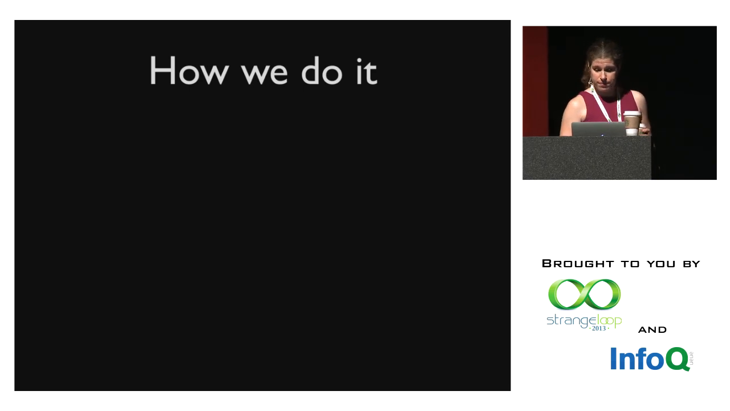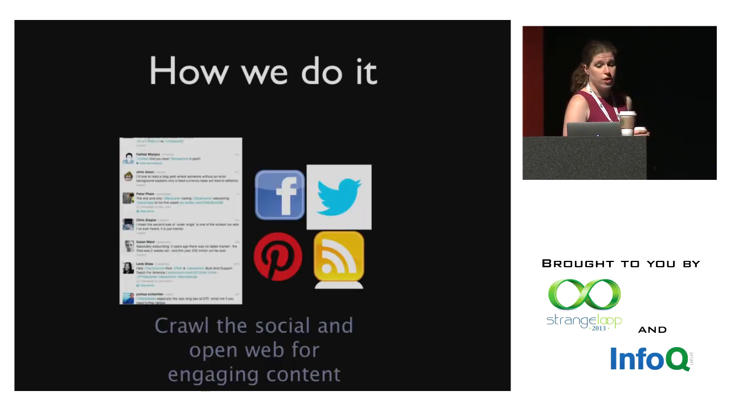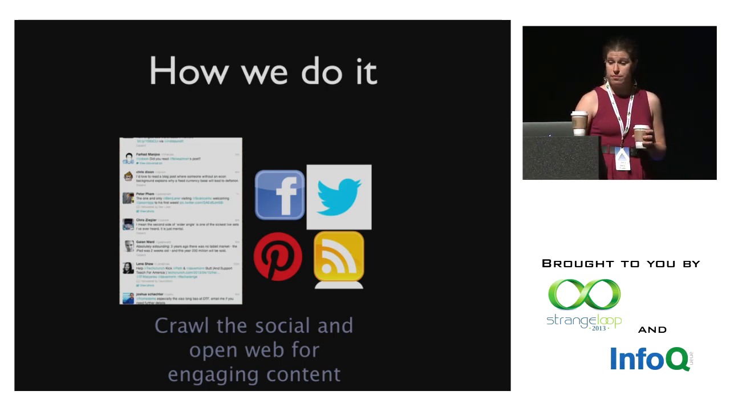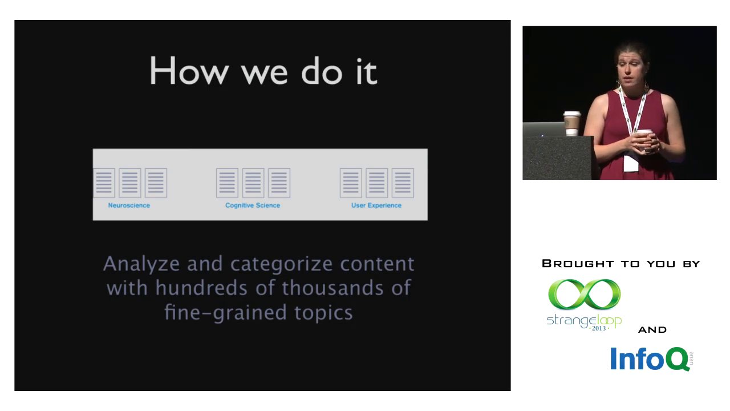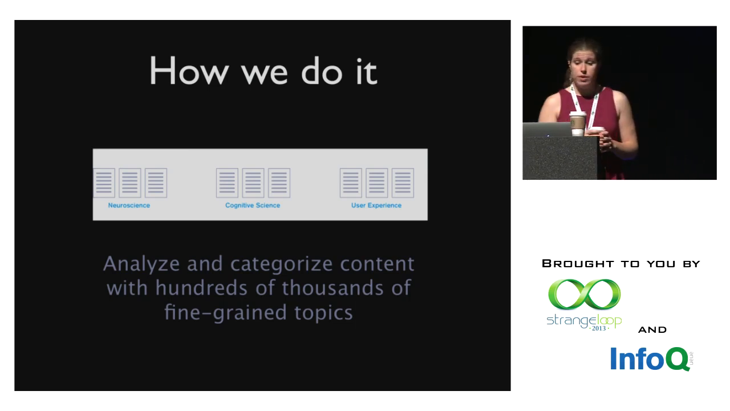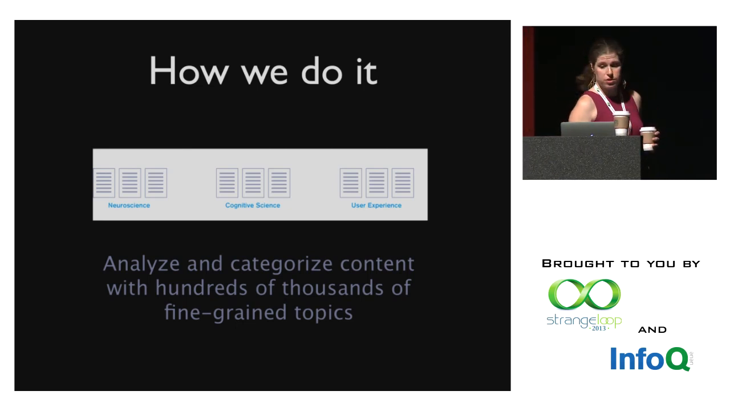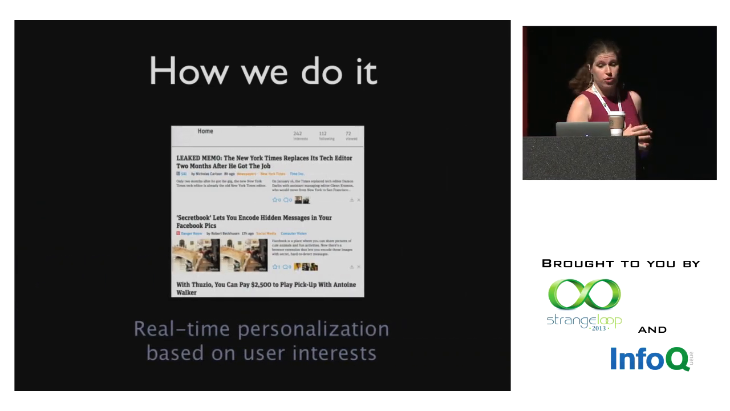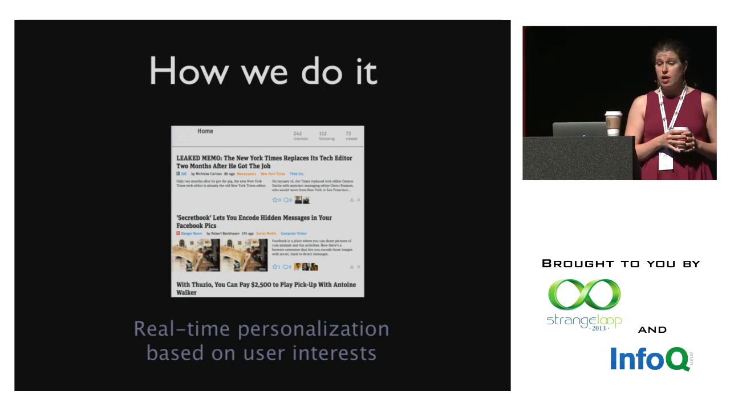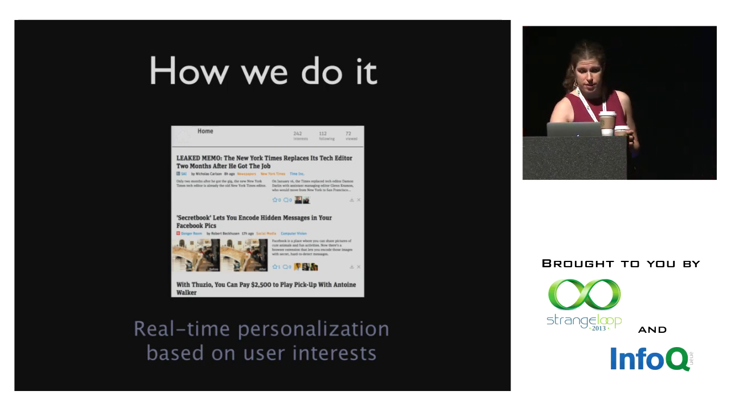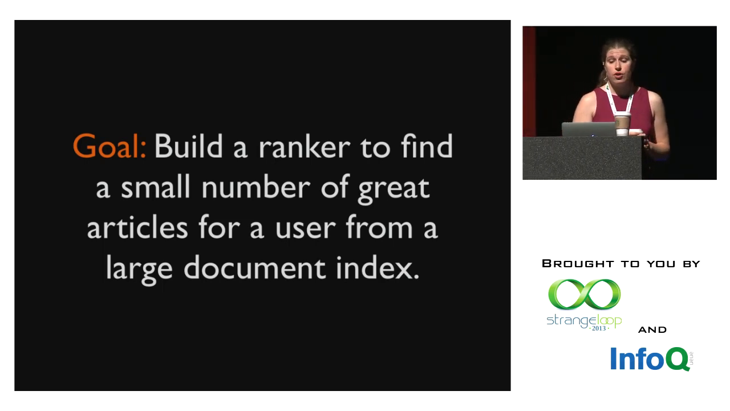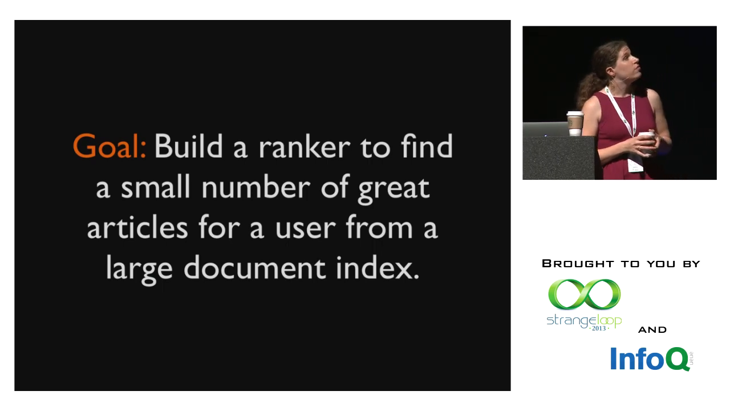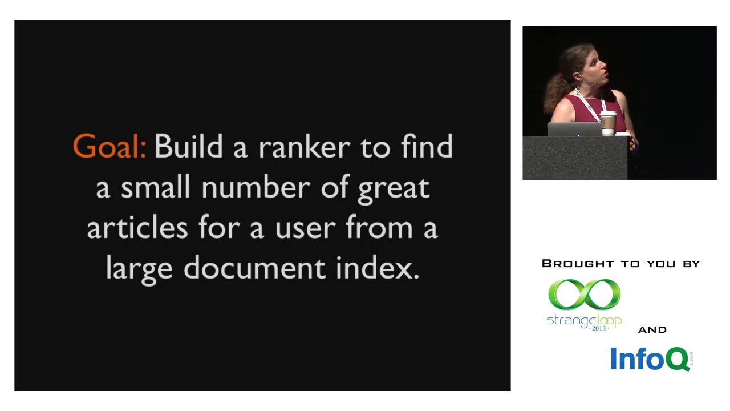So how do we do this? Well, we start off by crawling the social and the open web for engaging content that's being shared. We then analyze and categorize all of the content that we've crawled, and a bit later in the talk, I will go into a bit more detail about what this analysis looks like. And we then serve up the personalized feeds that I just showed you for each of our users based on their network and their social and their interests. In order to build that really good home feed for me, this is the goal that we must achieve. We want to build a ranker to find a small number of great articles for a user from a large document index.